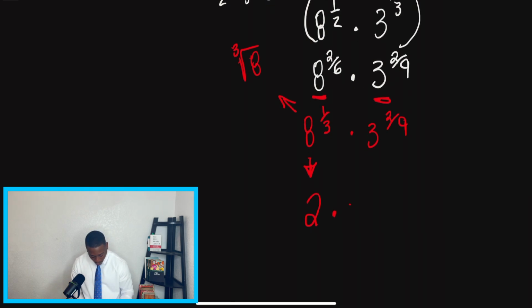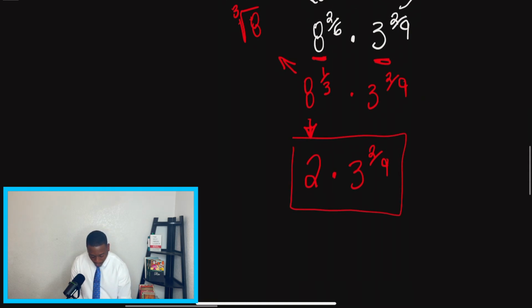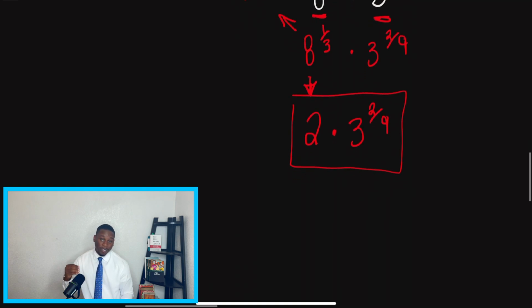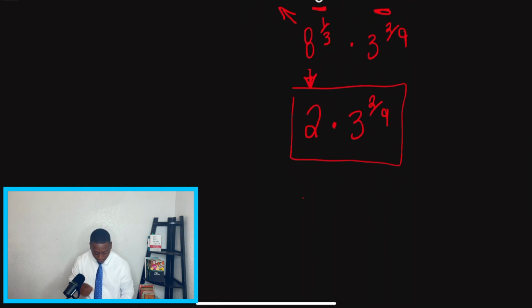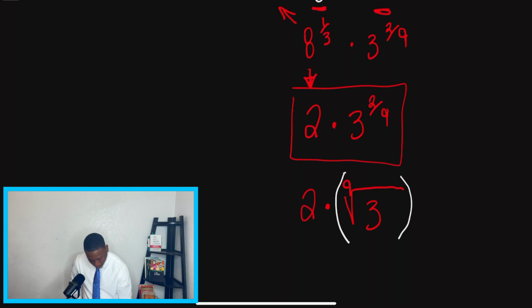So what we're going to do is leave it like this, right? And honestly, we're not even done. So hold on. What we're going to do now is switch the form so that we could express this as one final simplified answer. So we have 2 times, and let's switch this, 3 to the 2nd power. All right, I'm sorry, let's simplify this a little bit first. And let's see.